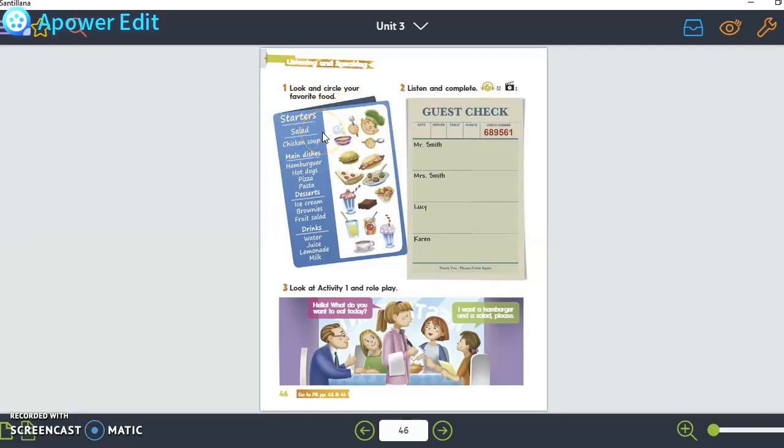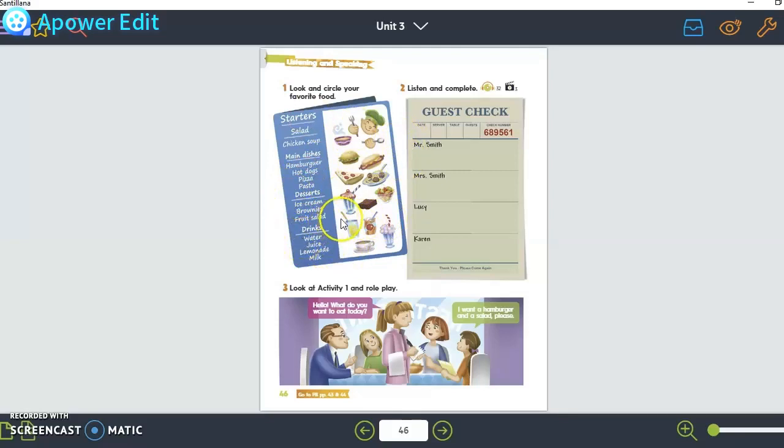What are you going to do? You are going to circle your favorite food. For example, pizza. It can be hot dog. It can be hamburger, etc. Starters, salad, chicken soup. What are starters? Well, you know that starters are entraditas. Main dishes, plato principal, desserts, refrigerio, and drinks, bebidas.